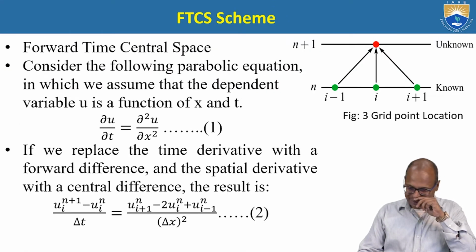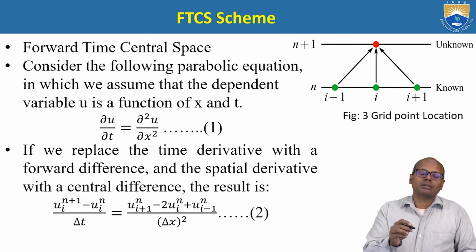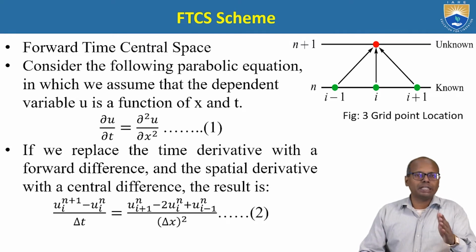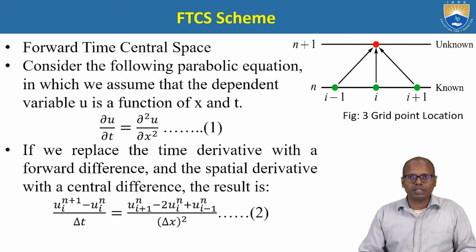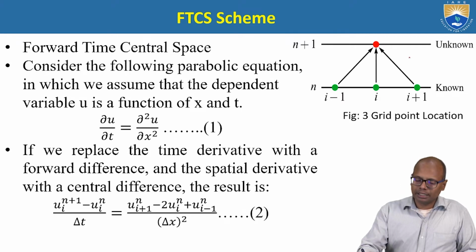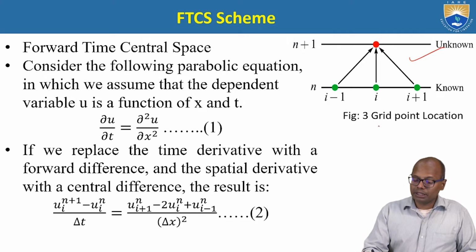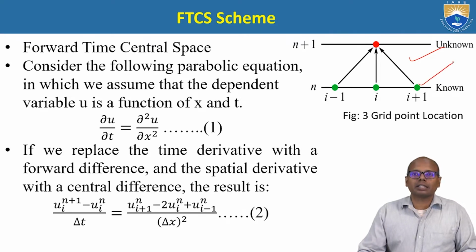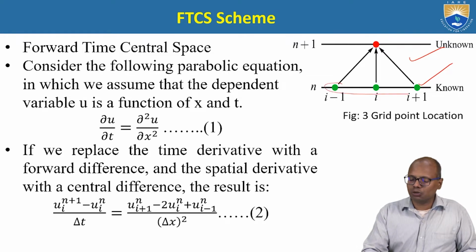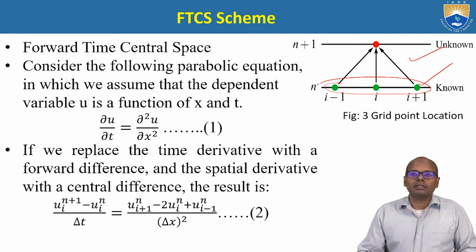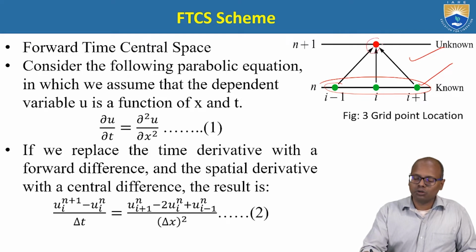So what are these explicit schemes? There are three explicit schemes that we are going to discuss now, and the first is FTCS, forward in time and central in space. This is the grid location shown in the figure, and it shows that these are the known values at the nth time, and this is the unknown value at the n plus 1th time.